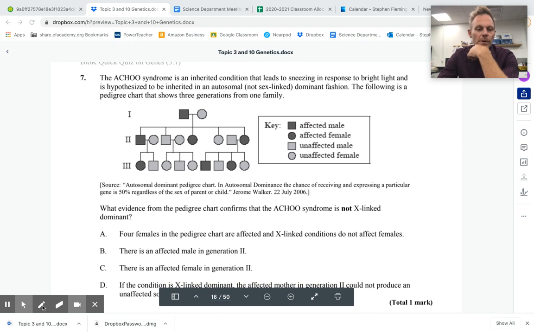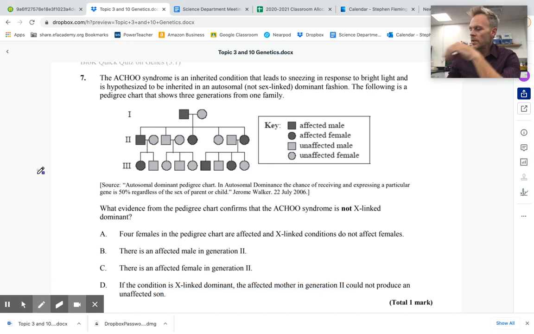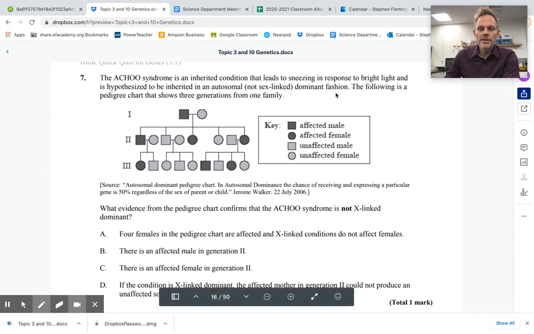One more sneaky little question on 3.4. So in this situation, the trait is autosomal and it's dominant. Autosomal means it's not on one of the sex chromosomes, so it's not linked to the X. It's chromosomes 1 through 22, not that 23rd pair.